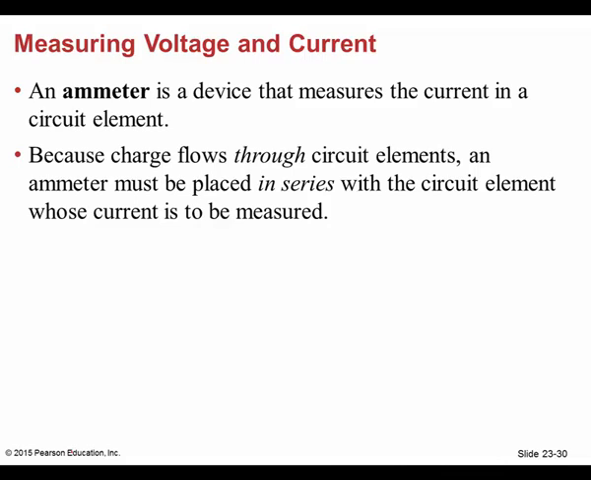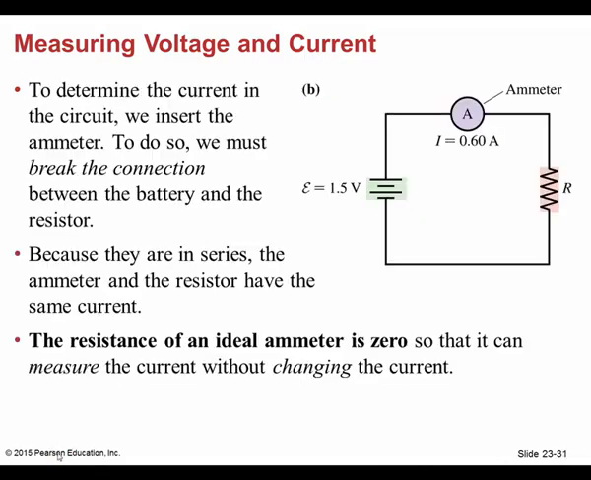Now, an ammeter, of course, is something that we use to measure current, and I think that's kind of self-explanatory. An ideal ammeter is one which has zero resistance. But again, that's ideal. We know that all ammeters have a little bit of resistance in them, because they have wire in them, and wire has resistance in it.